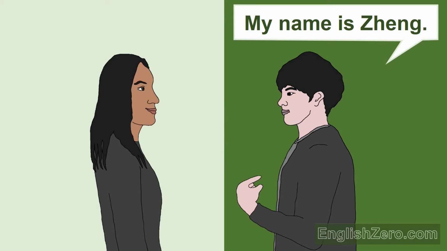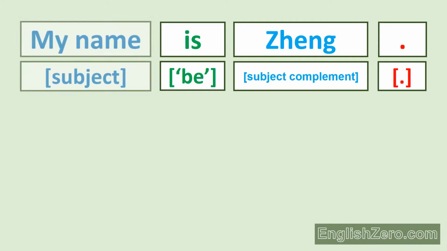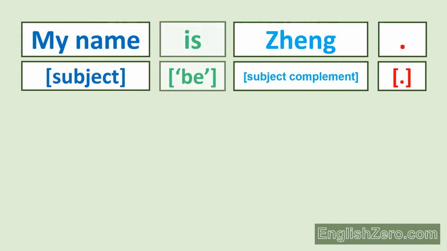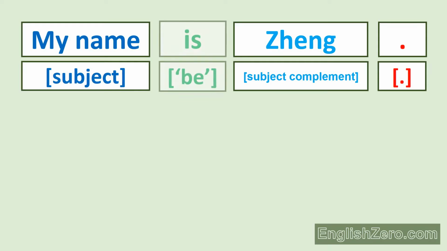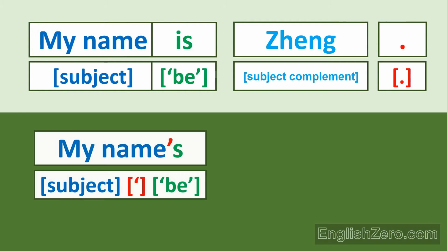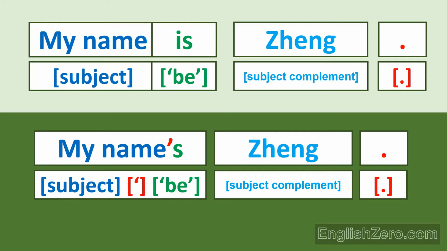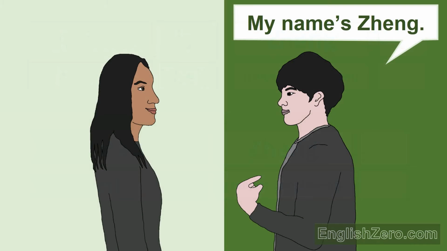Three. My name is Zheng. My name. Is, verb. My name and is go together. My name is, my name's. My name is Zheng. My name's Zheng.